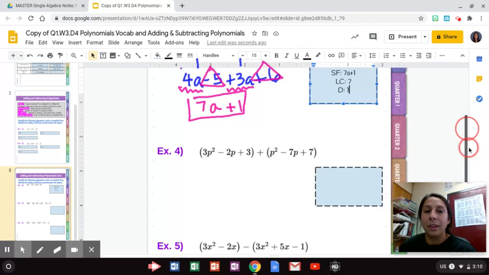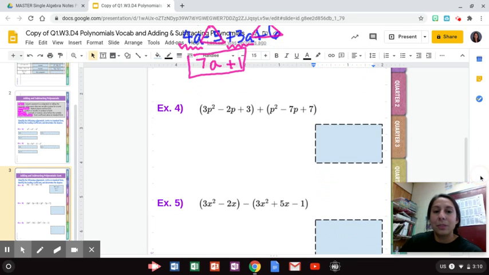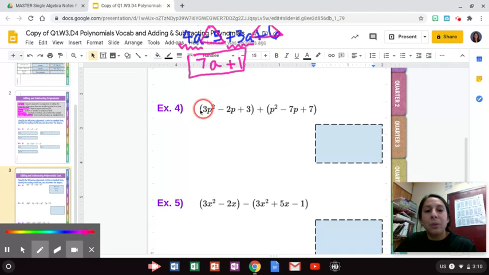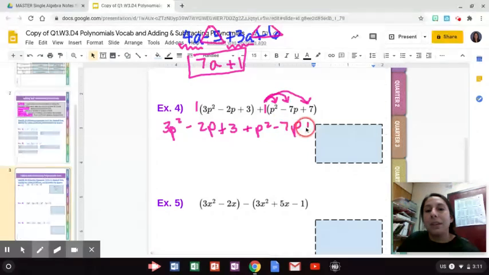Okay, example 4. For example 4, we need to simplify this expression. We got to get rid of the parentheses. Remember, there's an imaginary 1 up here in the front. So with that imaginary 1, everything would be multiplied and just stay the same. So I have 3p squared minus 2p plus 3. Now this one, same process. There's a positive 1, so everything inside over here stays exactly the same as well. So plus p squared minus 7p plus 7.